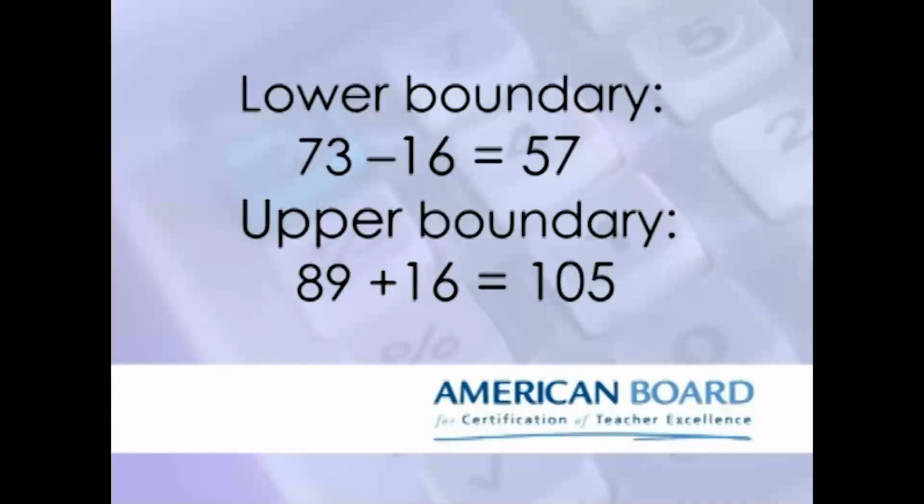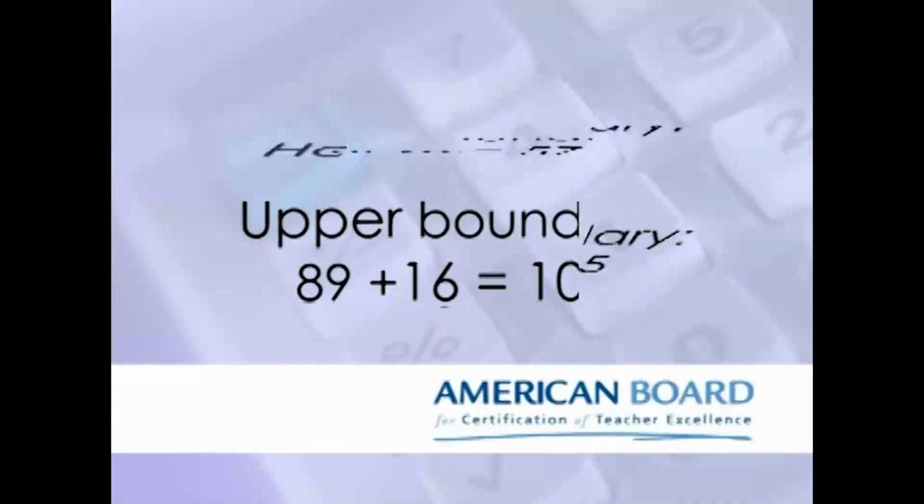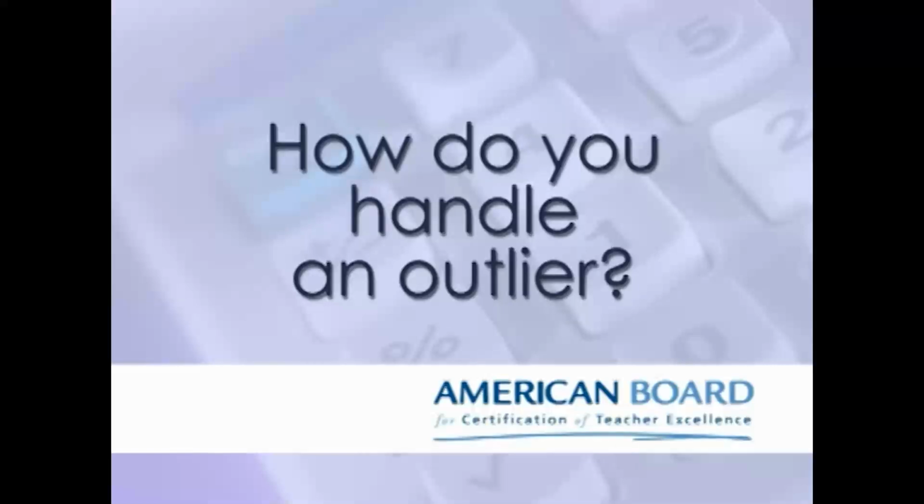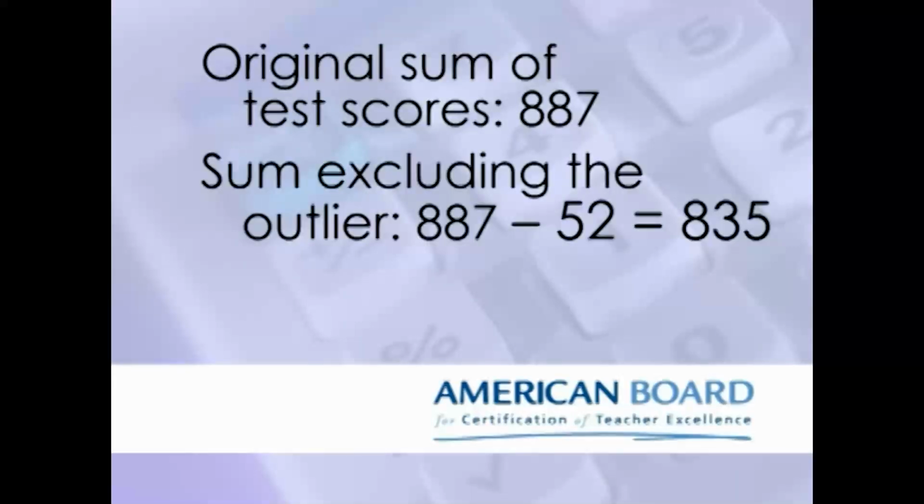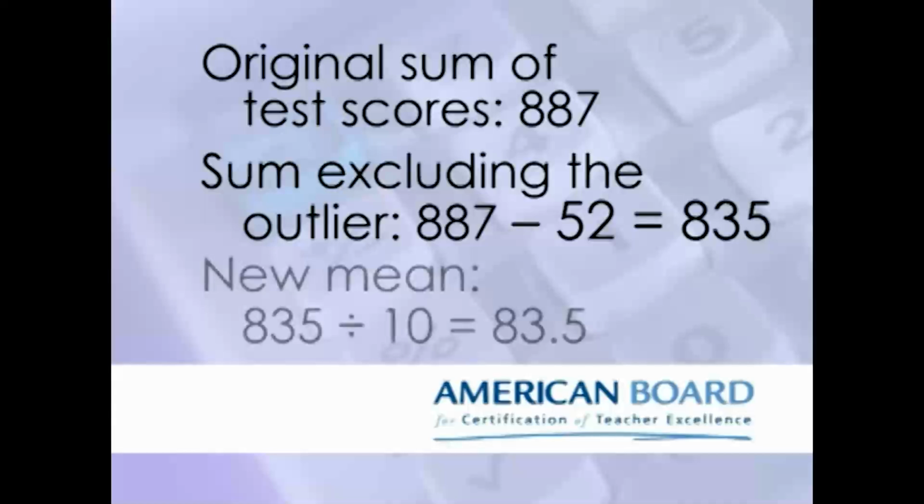Well, now that we've used a statistical procedure to determine that 52 is an outlier, does that mean we exclude it from the data? Remember, the sum of the test scores was 887. So if we exclude this outlying point by subtracting 52, then the mean of the remaining 10 test scores is 83.5, which is actually very close to the median of 84. By excluding the outlier, we've brought these two measures of central tendency into some sort of harmony, and it would probably be accurate to say the class as a whole averaged 83.5 or 84%.